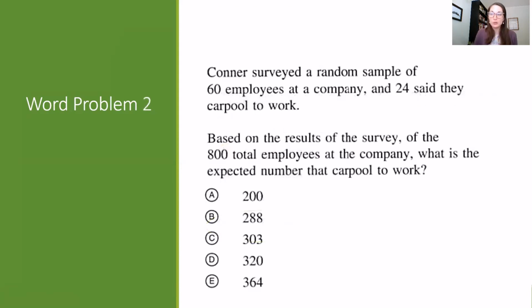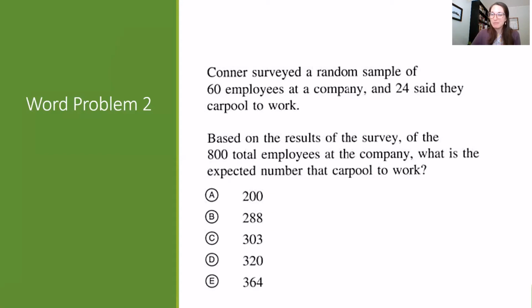Now for word problem 2, it says, Connor surveyed a random sample of 60 employees at a company, and 24 said they carpool to work. Based on the results of the survey of 800 total employees of the company, what is the expected number that carpool to work? So you can see here that we have 5 options of numbers, and we have some important information to pull out. We have 60 employees that were sampled and surveyed, 24 carpool to work, and we need to take a guess that out of the 800 total employees, about how many of them would carpool to work based on what we know.